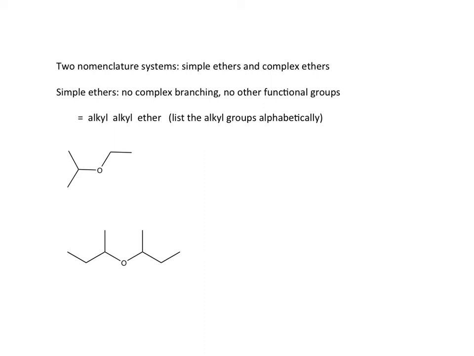As far as simple ethers, what we're looking at there is a classification where there's no complex branching, just two alkyl groups, one on each side, no other functional groups, nothing crazy. So you're going to name those as alkyl alkyl ethers with spaces in between each word. The alkyl groups will be listed alphabetically. So this particular molecule that comes up first, we have an ethyl group and an isopropyl group. We'll go ethyl, then a space, isopropyl, then a space, and then the word ether.